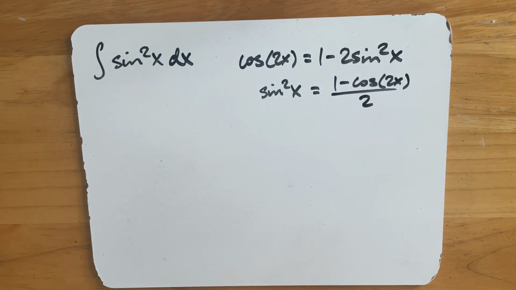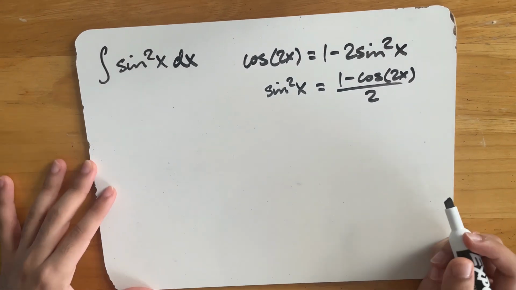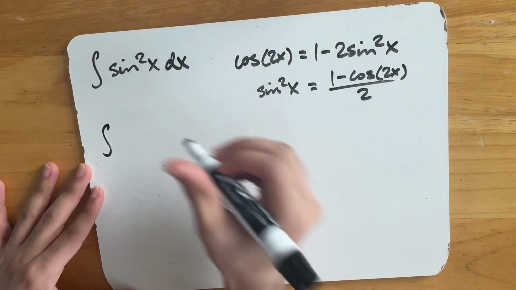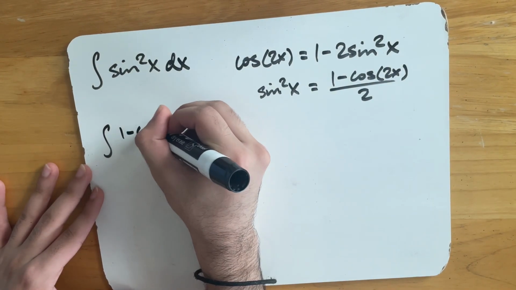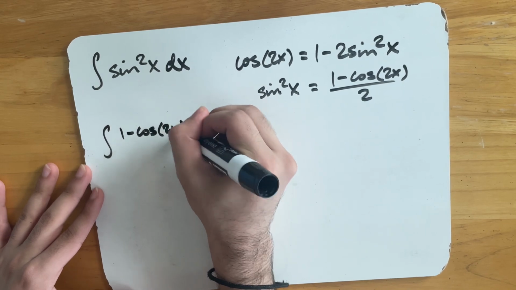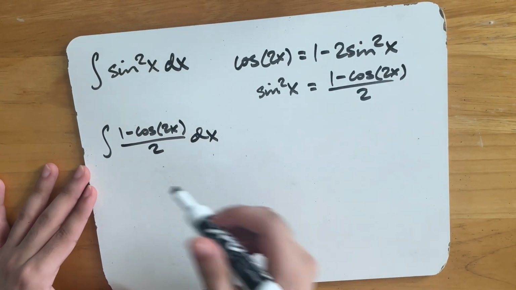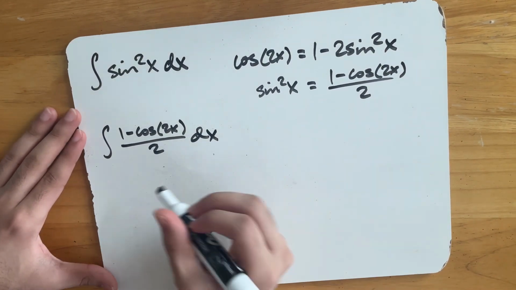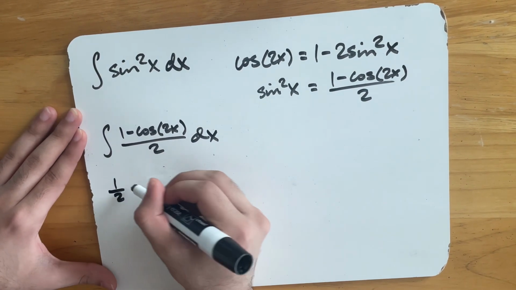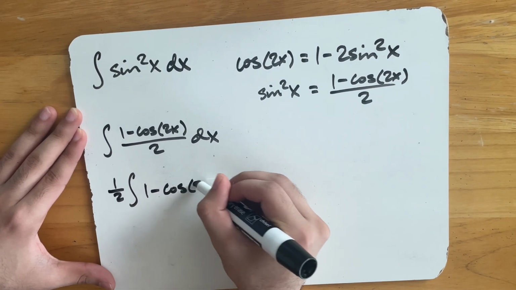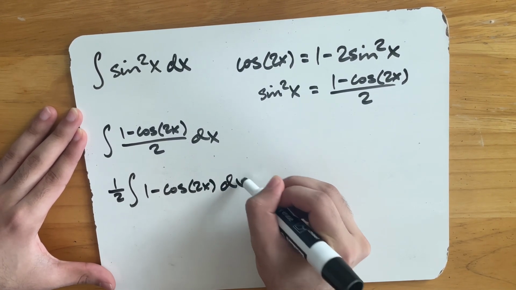Now we can integrate this. This is easy. We have a trig function to the first power. This is easy to do. And we have a 2x. That's easy. We can just do a substitution and fix that. So right now we have the integral of 1 minus cosine 2x over 2 dx. Right, so we have everything divided by 2. We can just rip out a 1/2, take it out of the integral. So 1/2 integral 1 minus cosine 2x dx.